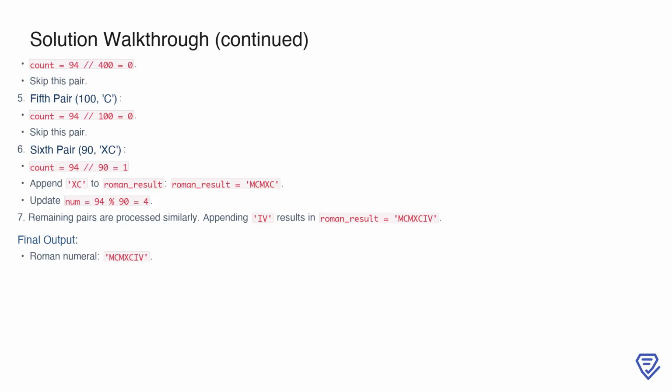For the remaining pairs, we continue evaluating in descending order. Eventually, we process the pair 4, IV, where dividing 4 by 4 results in a quotient of 1. We append IV to roman_result, making it MCMXCIV. At this point, the updated number becomes 0, so we stop the iteration. The final output for the input 1994 is the Roman numeral MCMXCIV.